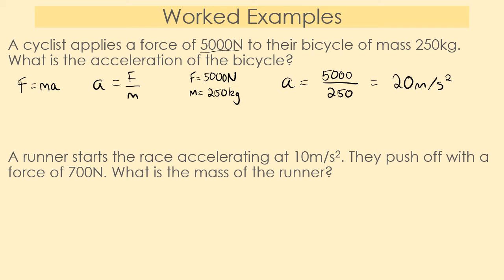Another one now. So a runner starts the race accelerating at 10 meters per second squared. They push off with a force of 700 newtons. What is the mass of the runner? Same thing again. I'm going to write down my equation. F equals ma. This time I'm going to rearrange to make mass the subject.